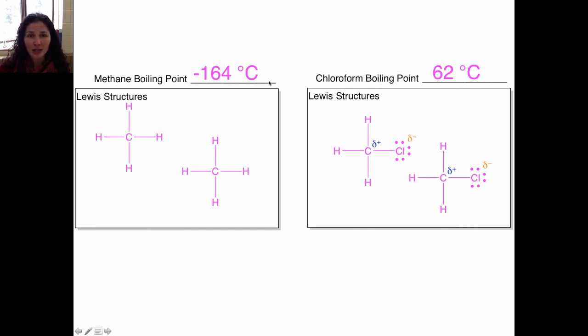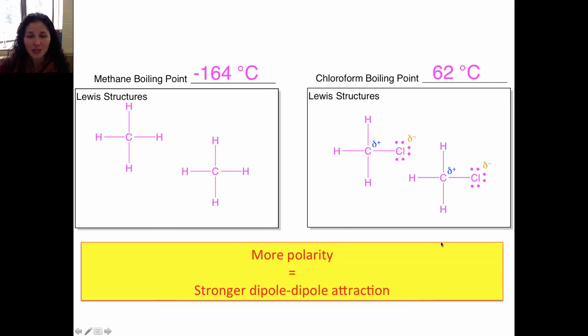forces were present. London forces are defined only by surface area, but when there are polar molecules involved, the polarity of the bonds or the polarity of the molecules are drastically more important for the boiling points. More polarity in general means stronger dipole-dipole attractions and a higher boiling point.